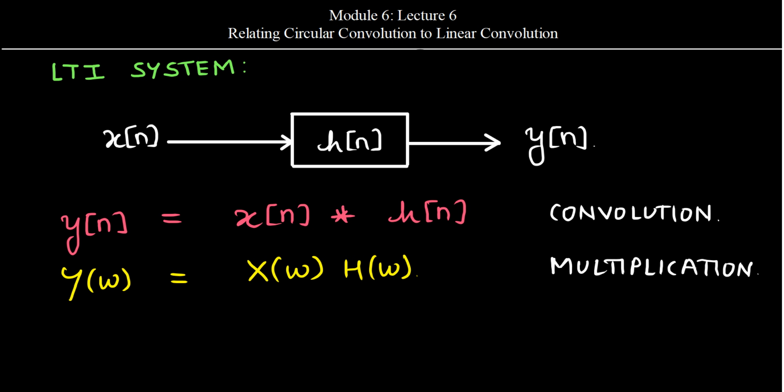But we also know that in DTFT, the discrete time Fourier transform, this omega is continuous in nature, and in order to have this as discrete, we go for the discrete Fourier transform, that is DFT. So in order to get the frequency domain representation for this y of n, what we want is Y of k to be equal to X of k into H of k.